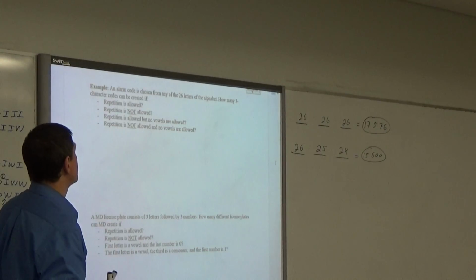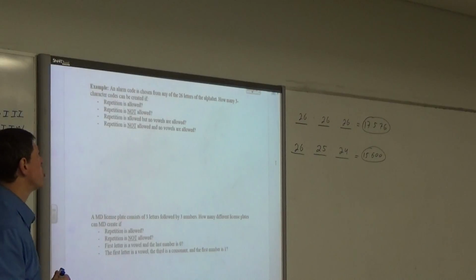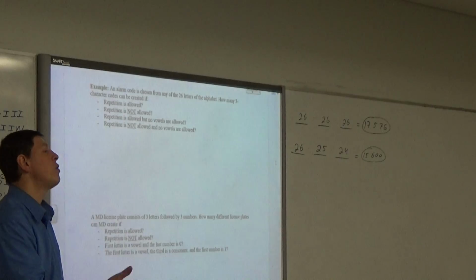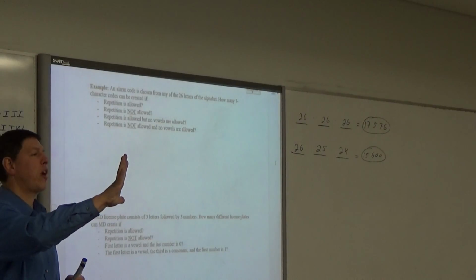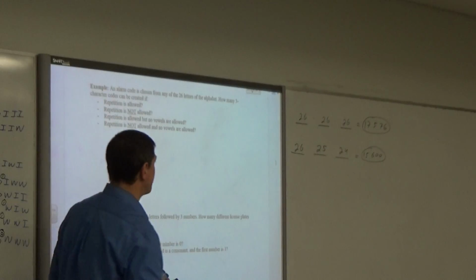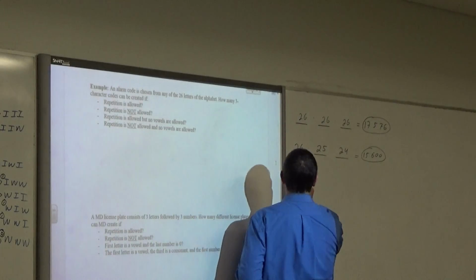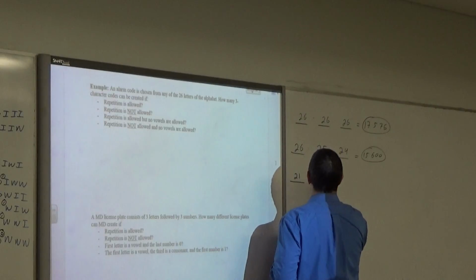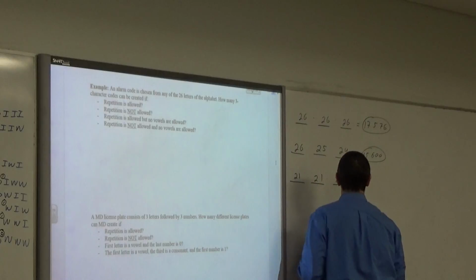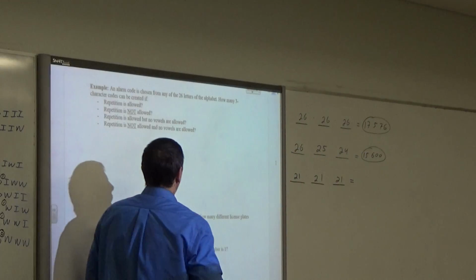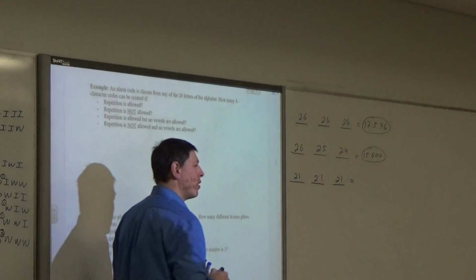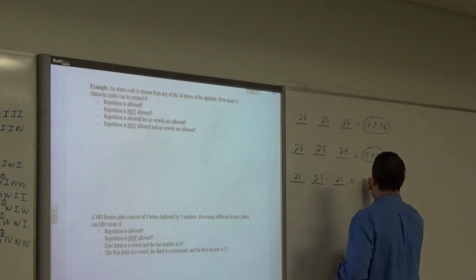Okay. What if for some reason we allow repetition of the letters but no vowels are allowed? Okay, so 21 times 21 times 21, because there's 5 vowels, right? A, E, I, O, U. We're just picking the ones that we absolutely know are always vowels, okay? So that would be 21 times 21 times 21. And then what would that work out to be? Anybody figure that out? 9,261. Yeah. Thank you, man.